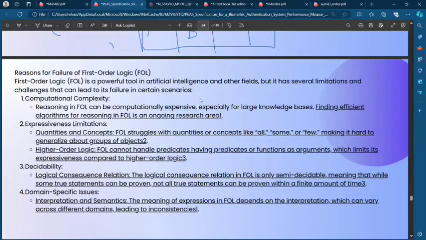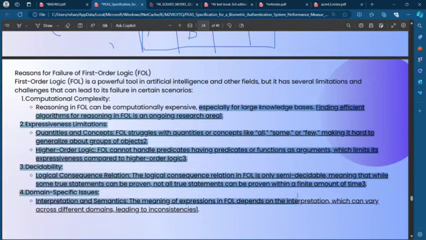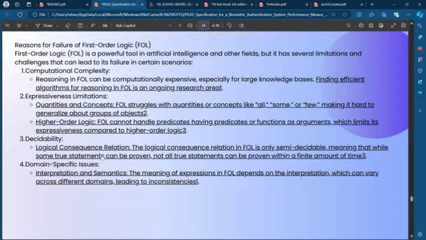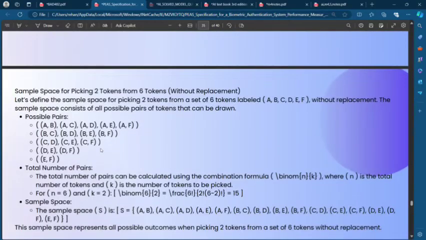You are seeing here, right? This part. Okay, domain specific issues. Just read this theory part.